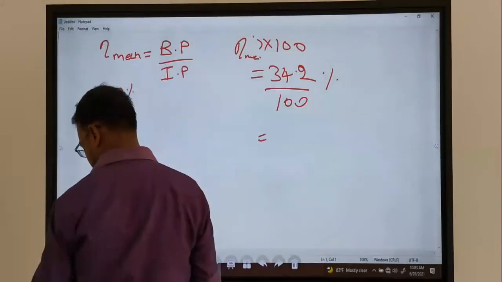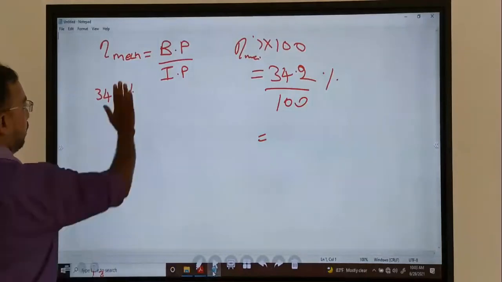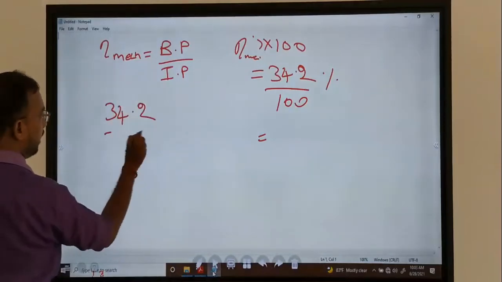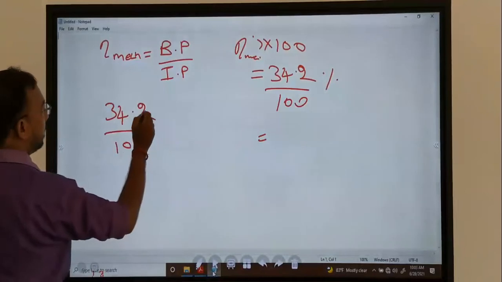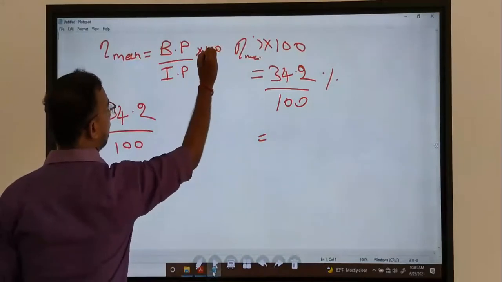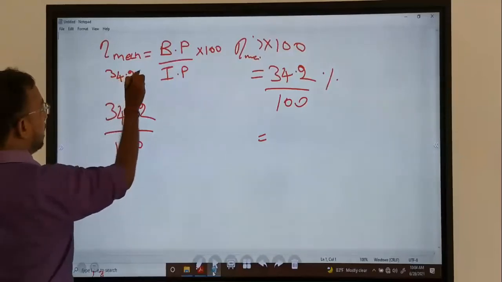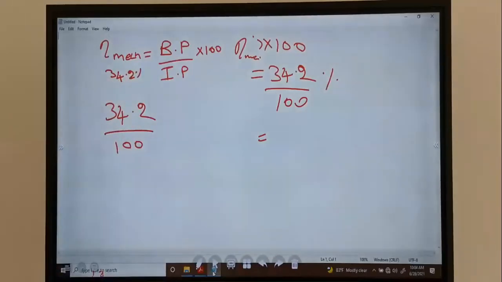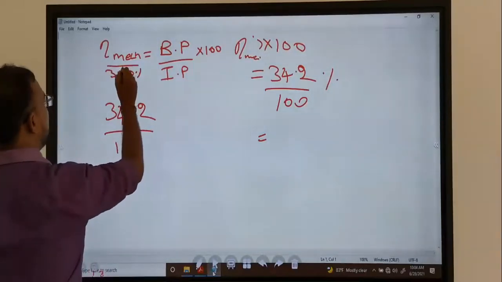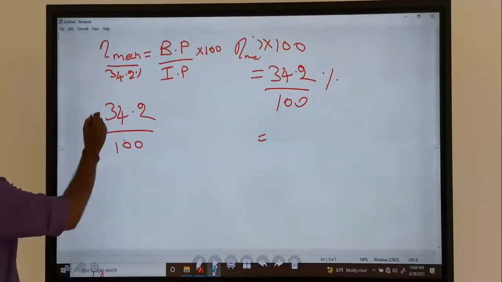So here we use 34.2 divided by 100, because actually the equation is like this: the value multiplied by 100 is equal to 34.2 percentage. Clear? So now I take this 100 below the mechanical efficiency, because this is the percentage.